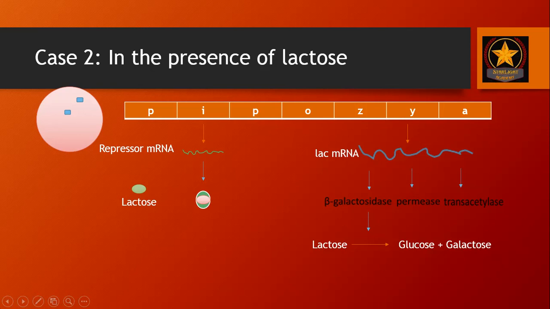Now one thing to note here is that the I gene is expressed all the time, constitutively, in a Lac Operon. That is, both in case 1 and case 2. That is, in the absence or in the presence of lactose, I gene will be transcribed and translated to give rise to repressor protein. So this was the first operon to be discovered.